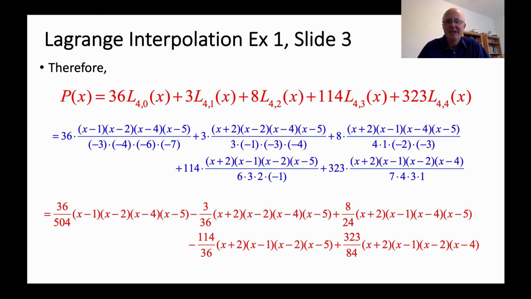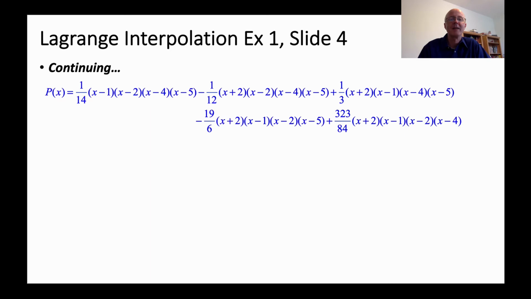-3 times -4 times -6 times -7 is positive 504. And so in the first term you get 36 divided by 504. Keep going with the other ones. And then all these fractions can be reduced, like that. And then everything can be expanded.